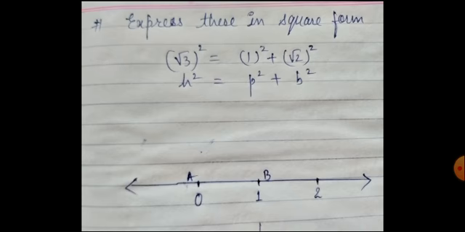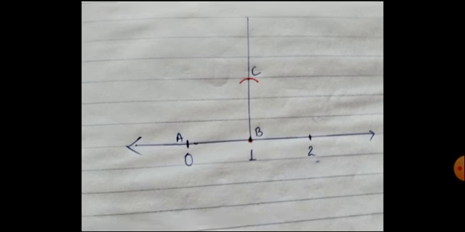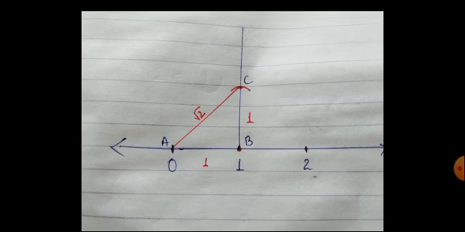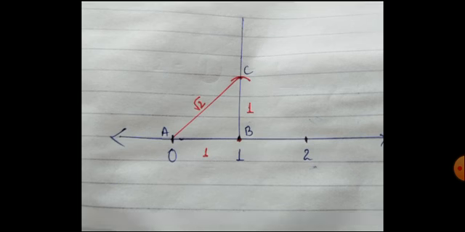As we did in root 2, similarly here also we have to draw a perpendicular at point B. Then using compass we have to draw an arc of 1 unit with B as center. BC should be equal to BA. Both are 1 unit. Then join A to C. It is a right triangle with base as 1, perpendicular as 1. So we are getting AC, the hypotenuse, as root 2.